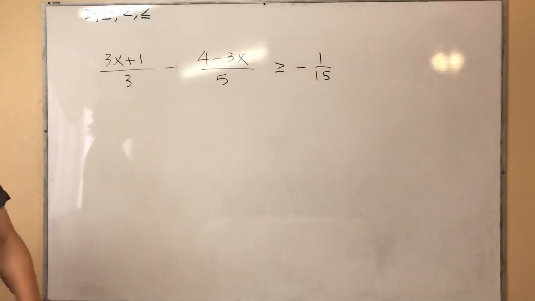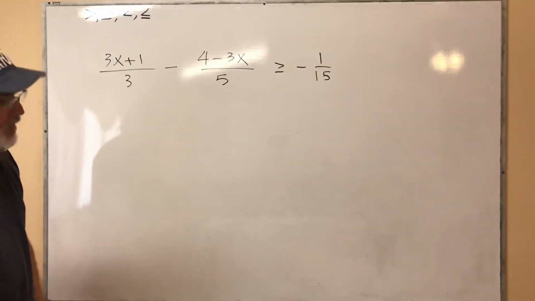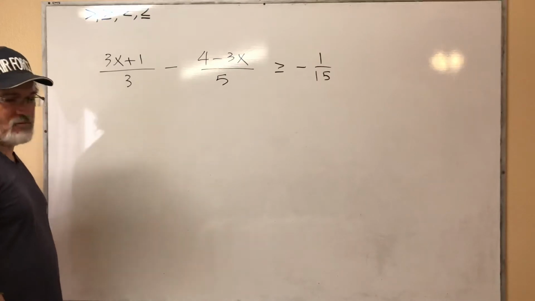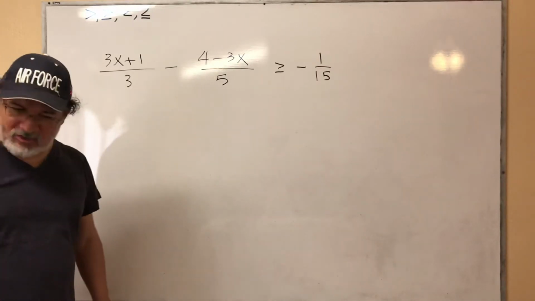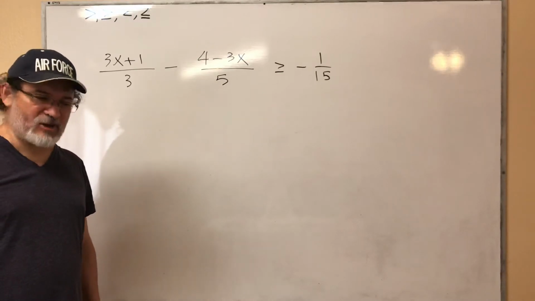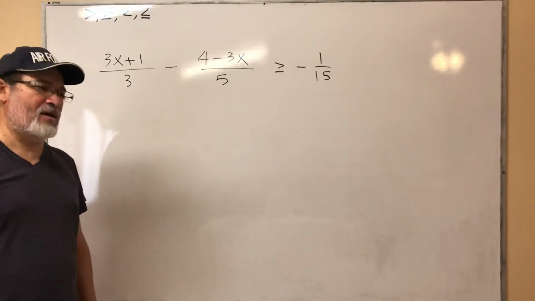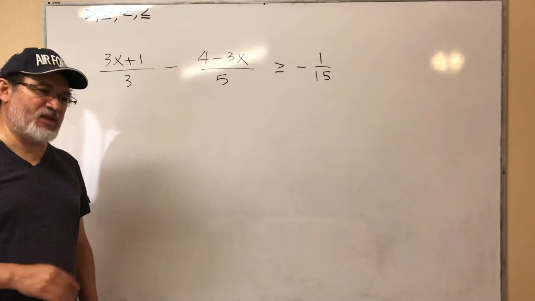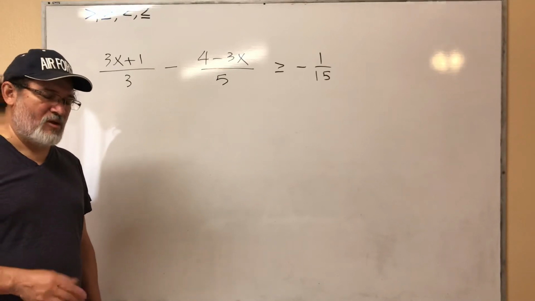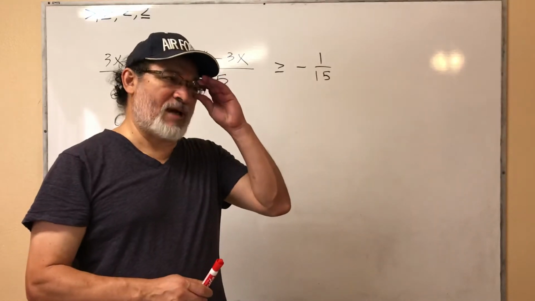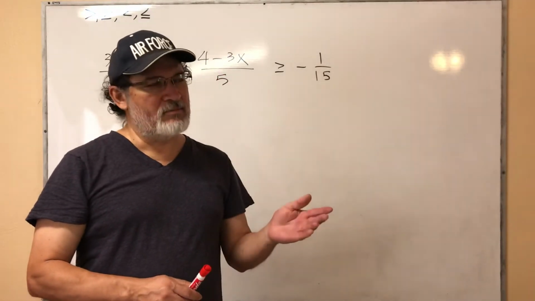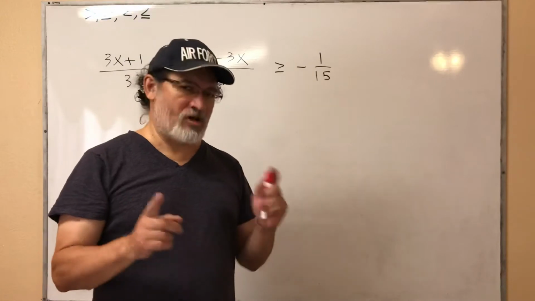So we see fractions again. Oh boy. Fractions all the time. Okay. Let's get rid of fractions. How do we get rid of fractions? Let's multiply both sides by the LCD, which is 15. When I say multiply both sides by the LCD, I really mean multiply every numerator by the LCD. Okay? So let me rewrite it.